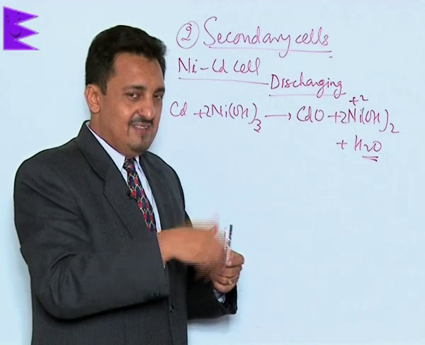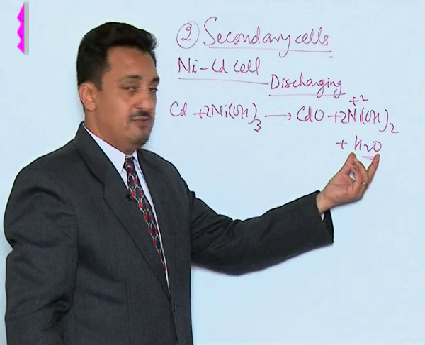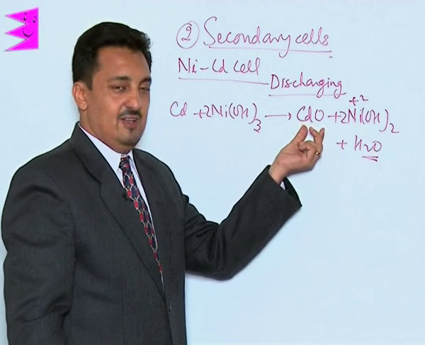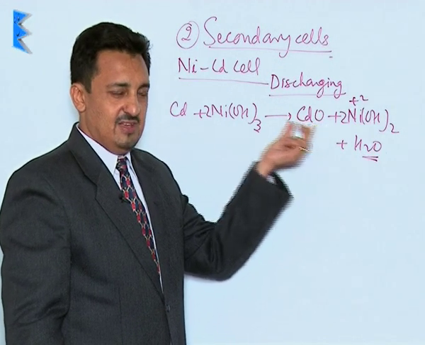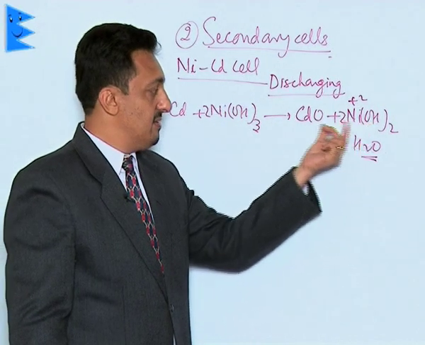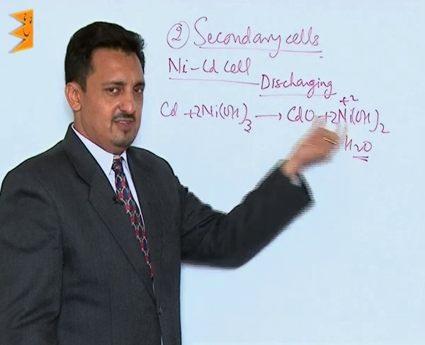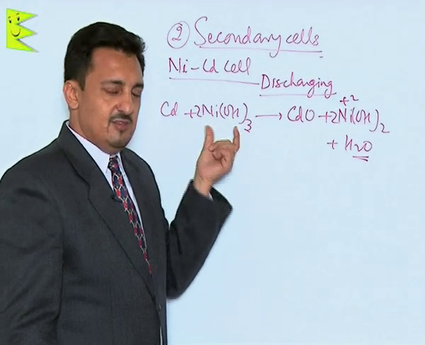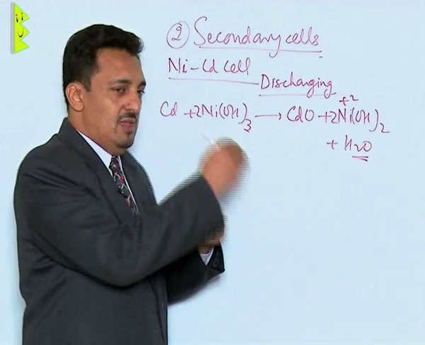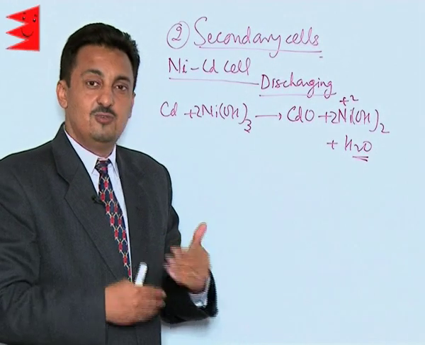When we recharge it again, the water which is formed gets consumed again. The cadmium oxide gets reduced back to cadmium, and the nickel hydroxide in the +2 state gets oxidized to nickel hydroxide in the +3 state. So it gets back, water gets consumed, and this is how this cell can be reused again and again.